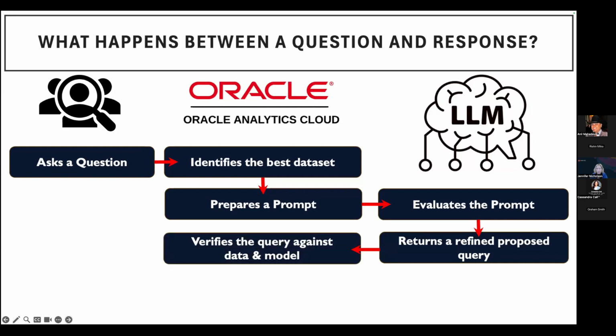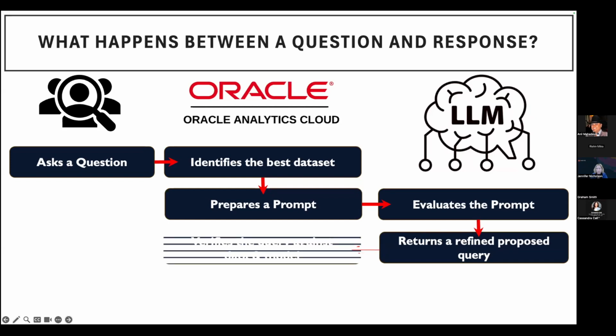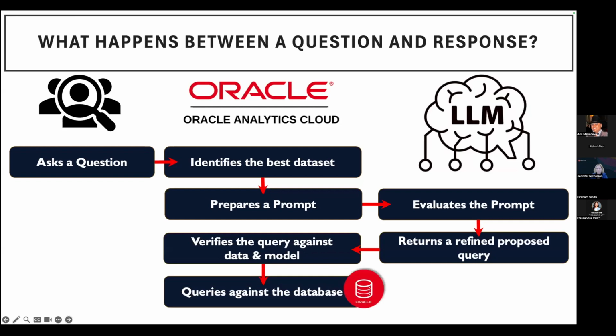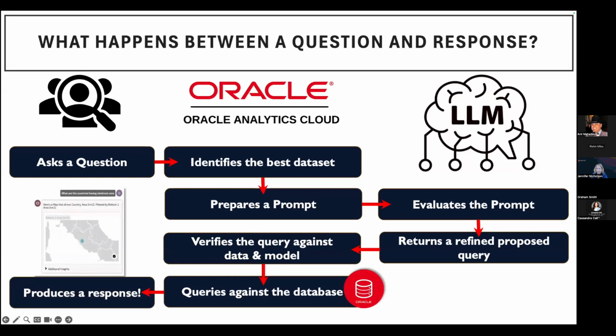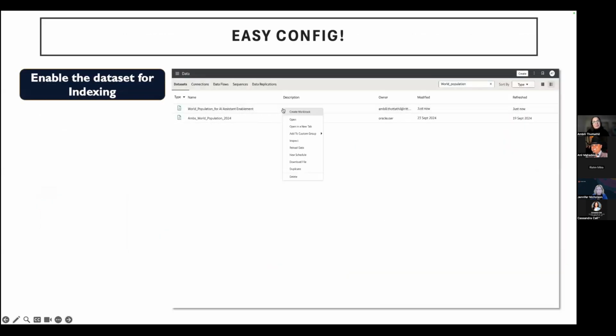Oracle Analytics Cloud then verifies the query against the data and the model, and then executes that query against the database. This is how you eventually get a response back from the AI assistant. So this is the overall picture of the in-depth processes that kick off once a user asks a query. But you don't really have to worry about any of this because all of it happens in the background. When it comes to ease of use, the feature is pretty straightforward and very simple.